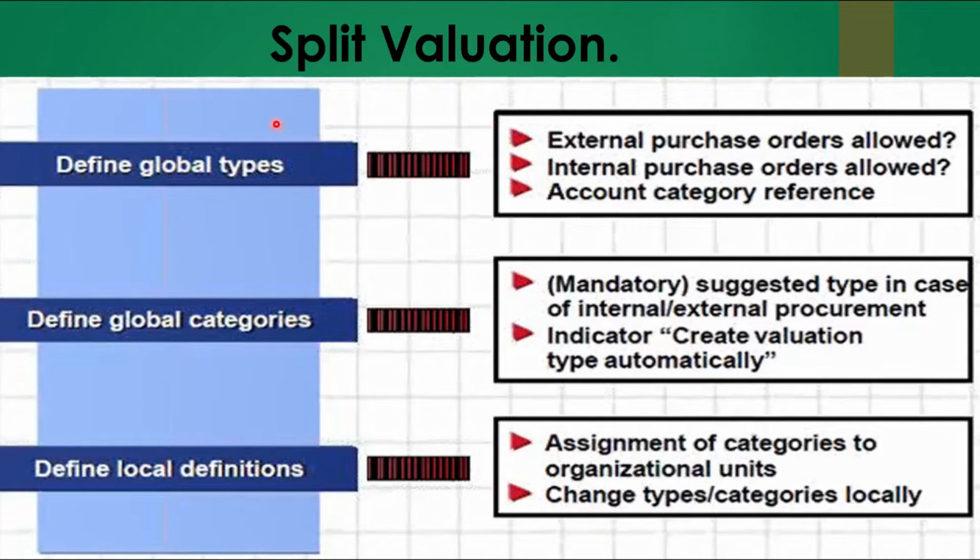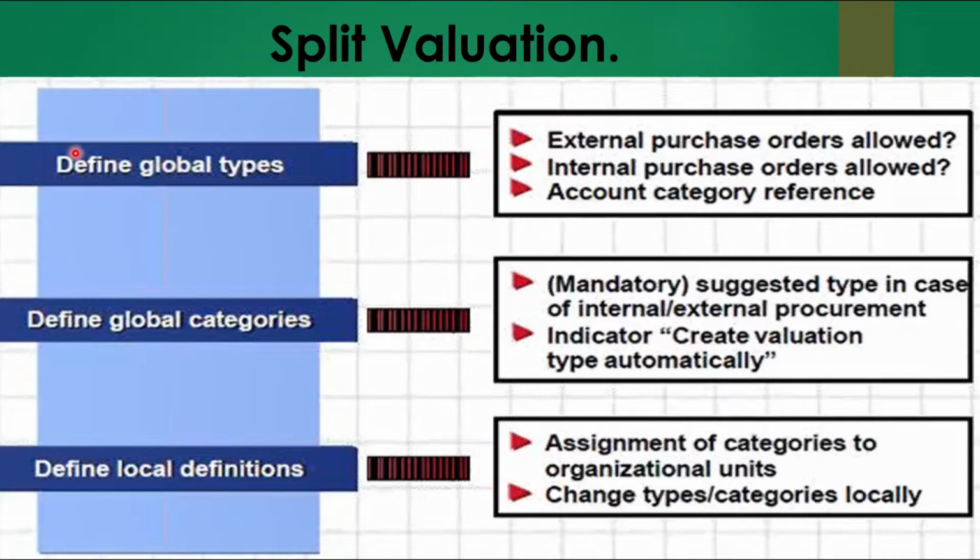Then define global types. Global types mean like internal or external, or country, like origin, two origins. So those will be the types, where we decide how we are going to procure, internally or externally. If external procurement, then you can send an external purchase order. If internal procurement, then you might use a stock transfer order. And we relate it to that particular material or material type through account category reference, not account assignment category.